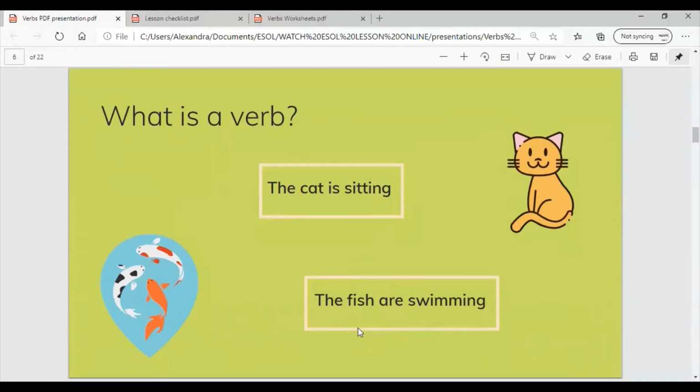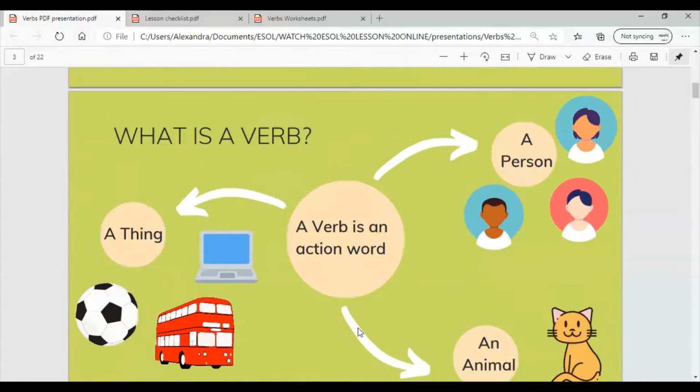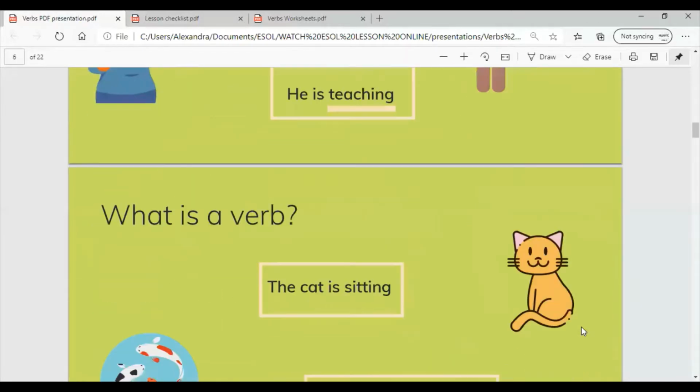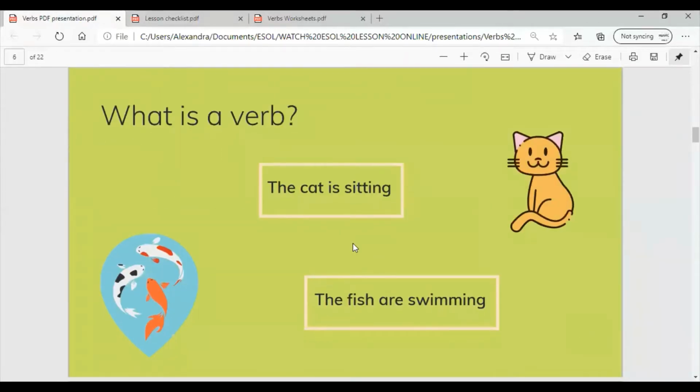Now, if we remember, a verb can be about a person, an animal, or a thing. So we'll look at how verbs are used with animals instead of people. It's used in pretty much the same way as with a person. We've got a little cat here sitting. The cat is sitting. So our action word is sitting because that is what the cat is doing. And the same with the fish. The fish are swimming. So swimming is our verb.